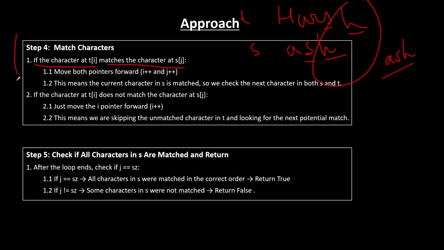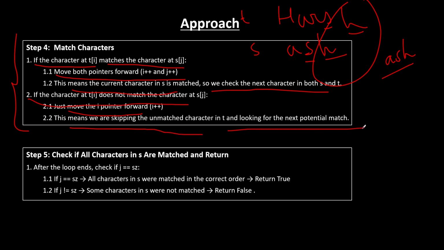Okay, so this is what is explained in step 4. Move both pointers if they are equal. This means the correct character is matched, so we check the next character. If a character does not match, just move the I pointer. This means you're skipping the unmatched characters in T by looking for the next potential match. Okay. Now at the end, we have completed our iteration.